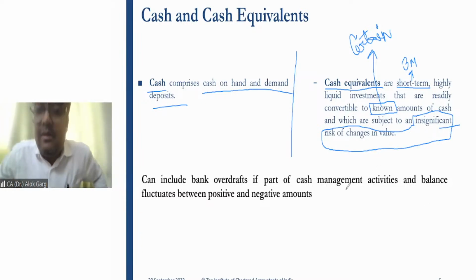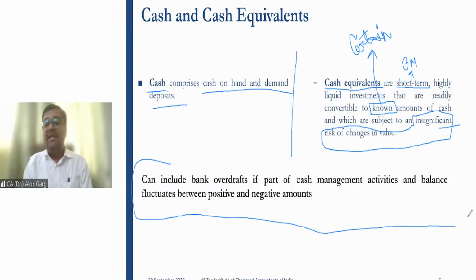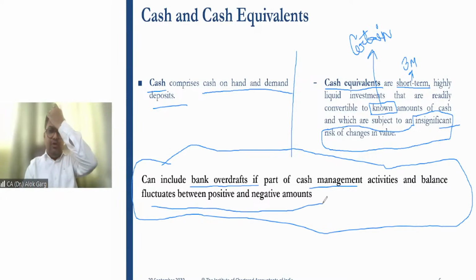Friends, we understood cash and cash equivalent. Now there is a difference between the accounting standard and Ind AS in the treatment of cash and cash equivalent. It says that cash and cash equivalent includes bank overdraft as well, if it is part of cash management activity and the balance fluctuates between positive and negative. You understand what an overdraft facility is, what a bank overdraft is? If you have a current account with the bank and you have also taken a bank overdraft facility.